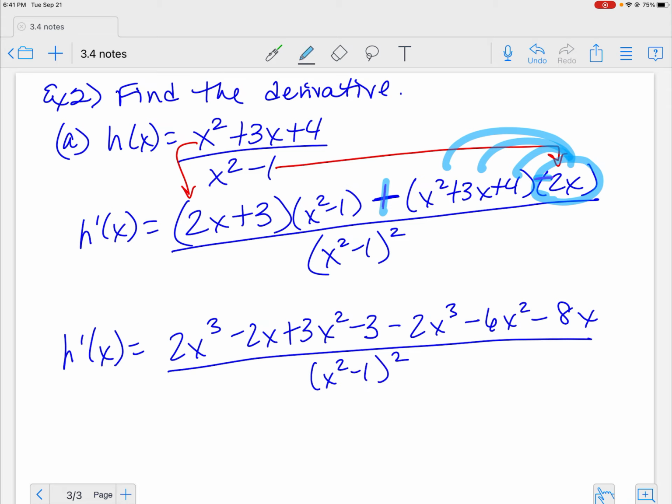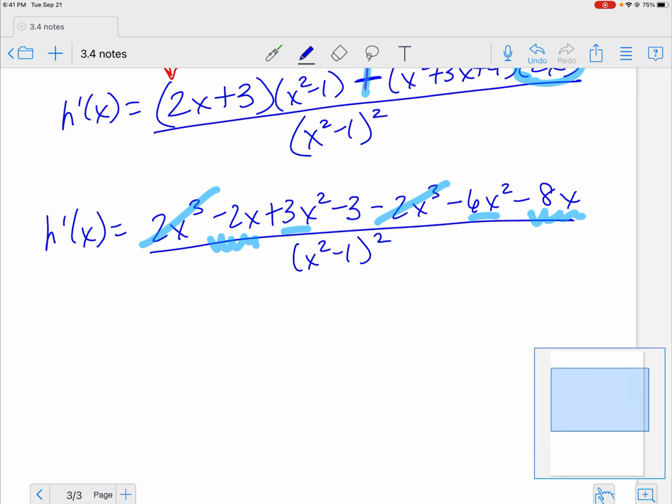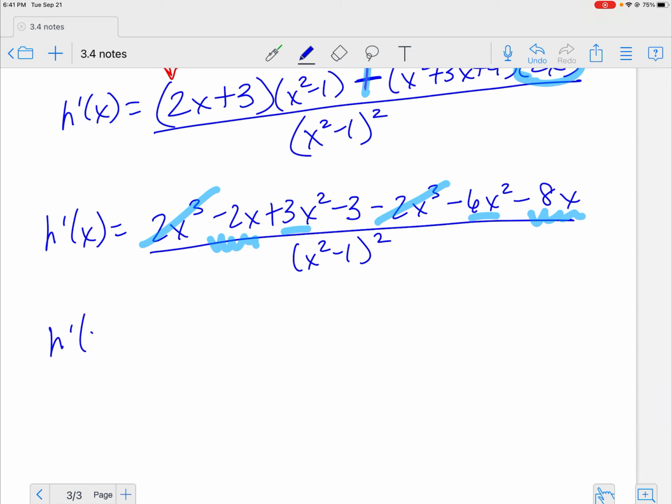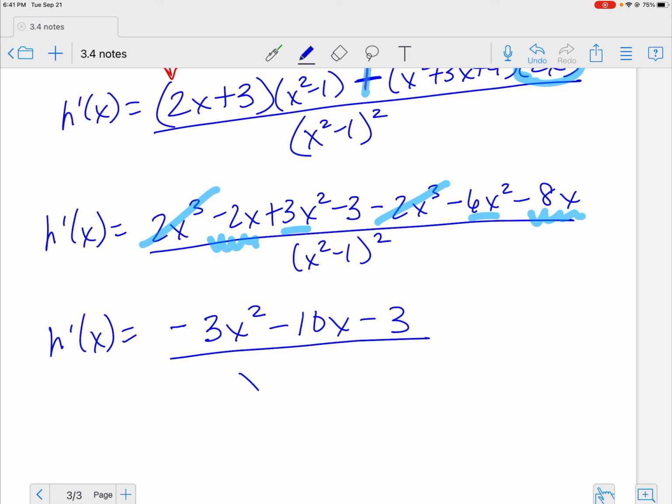Now we just clean it up. A plus 2x cubed and a minus 2x cubed. Wow, that's interesting. I've got a couple of like terms with my squares. I've got some x's right here to look at, and then I've just got that number. Okay. It's good to see what I'm working with. So I've got 3x squared. Still writing the derivative notation. You can't lose it. It's saying what this answer is. I've got a negative 3x squared minus a 10x minus 3 all over x squared minus 1 squared.